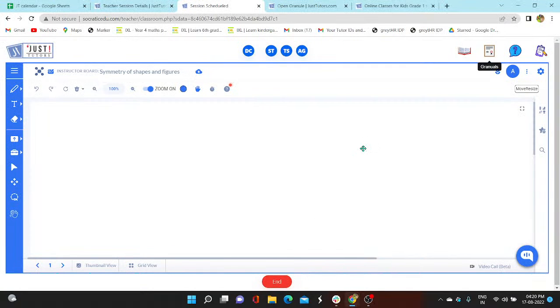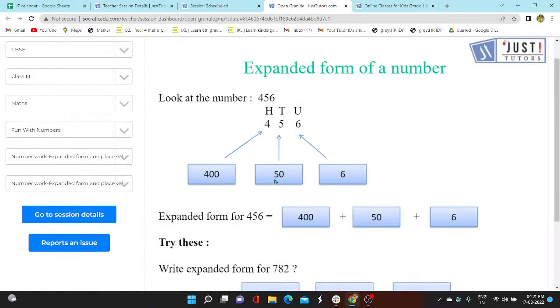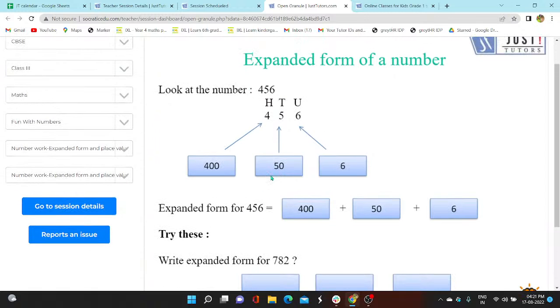The topic that we are going to discuss today is expanded form of a number, place value, and we would be introducing the number 1000 today. So let's begin with today's topic. The first thing that we are going to learn today is expanded form of a number, and this is a class 3 topic, NCERT.